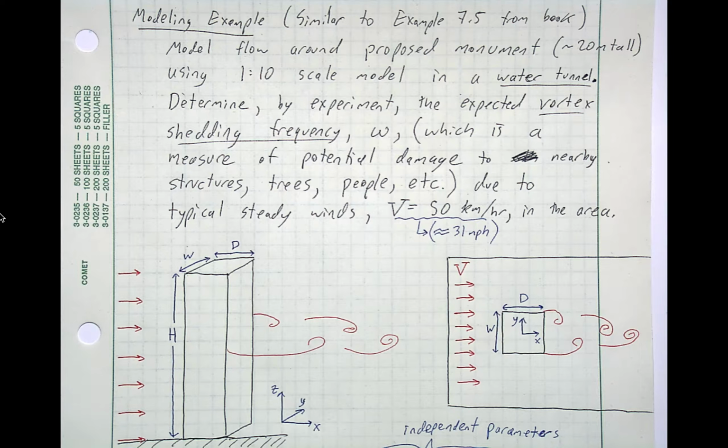And so we'll be using here typical steady winds in this area of 50 kilometers per hour. What we mean by typical is the typical winds that are high, so maximum wind speeds throughout a typical summer, right? Because what's really important here is at the most extreme events, what damage are we going to do? So that's about 31 miles per hour.